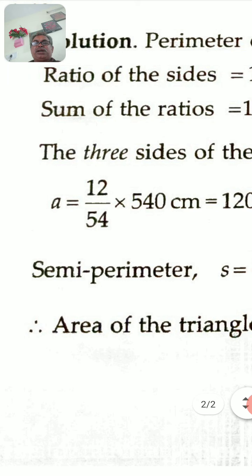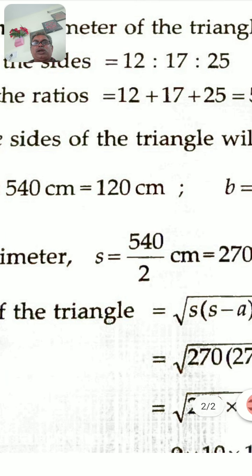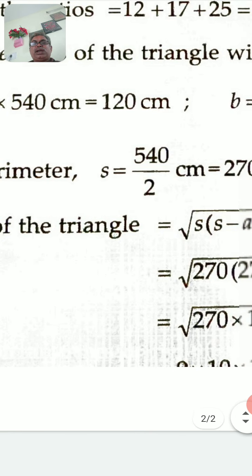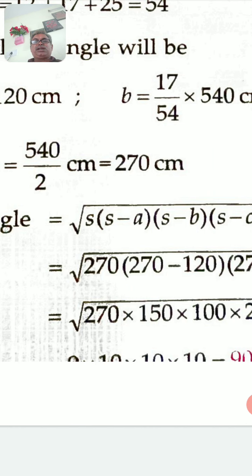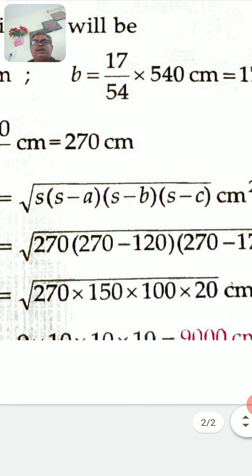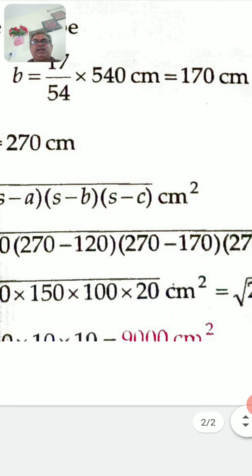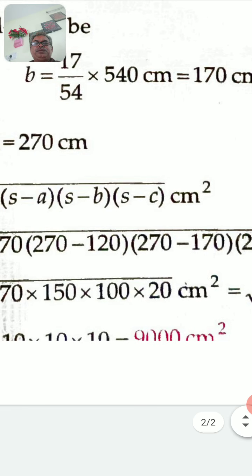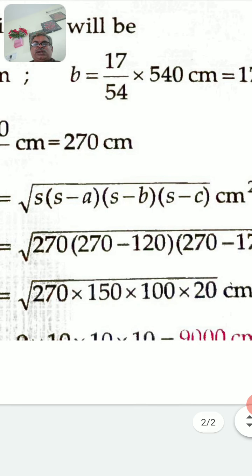So the semi-perimeter we can calculate. S is equal to 540 by 2 centimeter, which is equal to 270 centimeter. That is the semi-perimeter. So the area of the triangle is equal to root of S into (S minus A) into (S minus B) into (S minus C). Then 270 into (270 minus 120), (270 minus 170) and (270 minus 250). If you subtract this, 270 into 150 into 100 into 20.